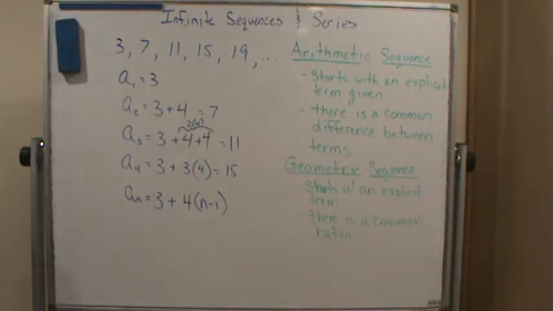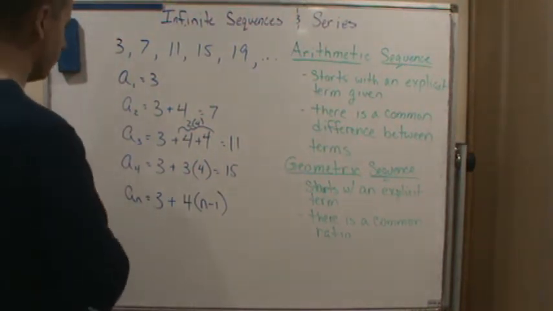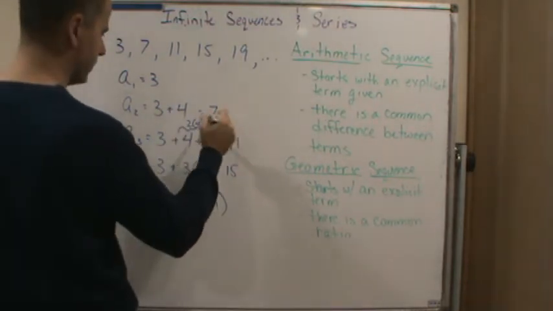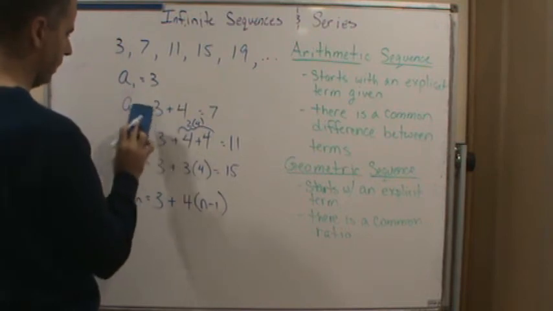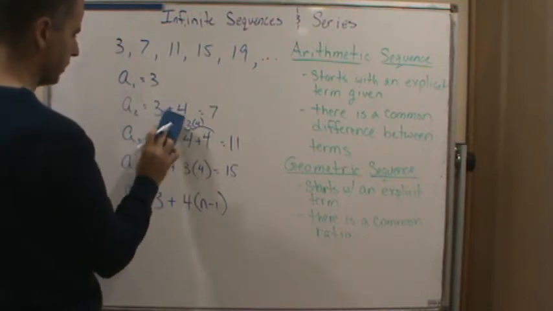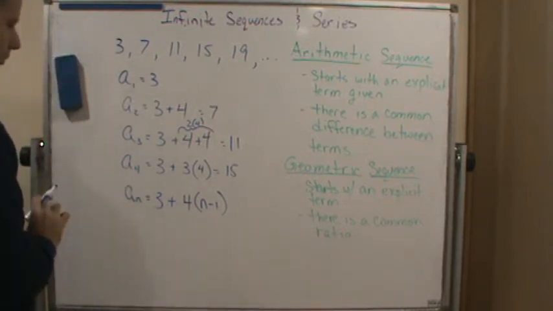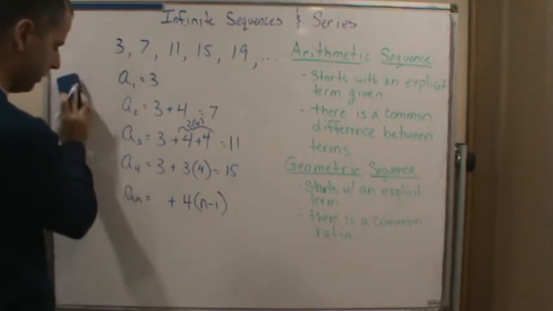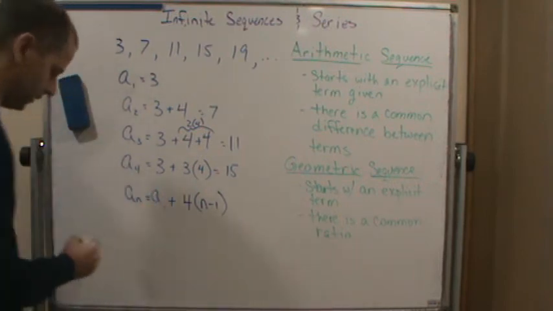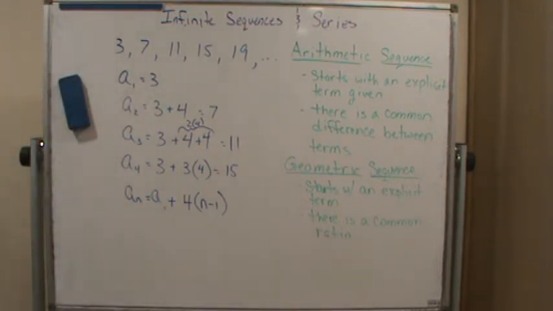Okay. So recursively, what do we got? This is 3 times what? Plus 4, right? Or if we write this as a sub 1, okay?